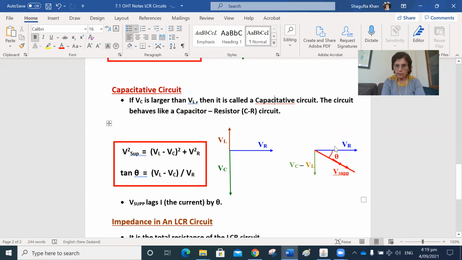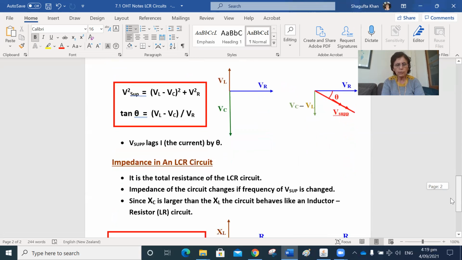And since current is always along VR, in phase with the voltage across the resistor, and all these phasors move in an anti-clockwise direction, we can see from here that the supply voltage lags the current by those many degrees. And we can use tan theta to find out this value.